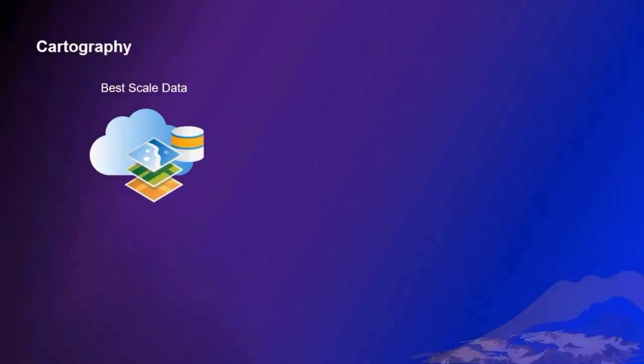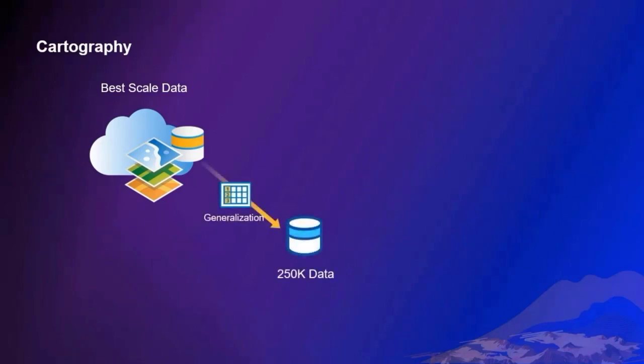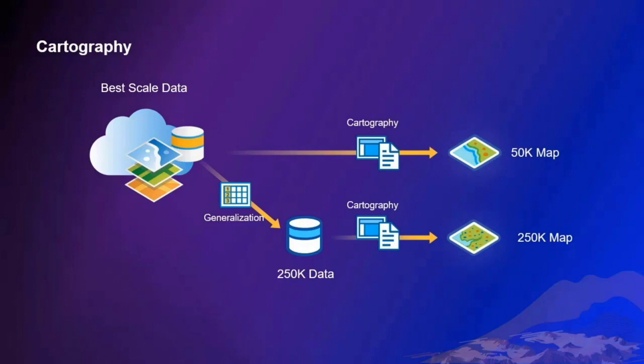GC has shown us collection and all things best scale data, and Amber has shown us how to take that 50K best scale data and generalize it, say, up to 250. Now we're going to take this data into Cartoland. Now, we could use the same process for a 250K product. We're just going to take the 50K best scale data, and we're going to make an MTM50 with it.